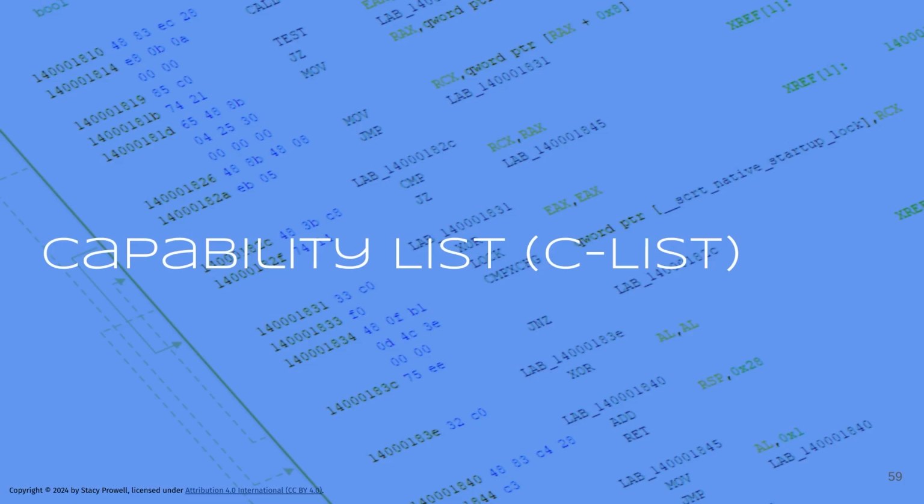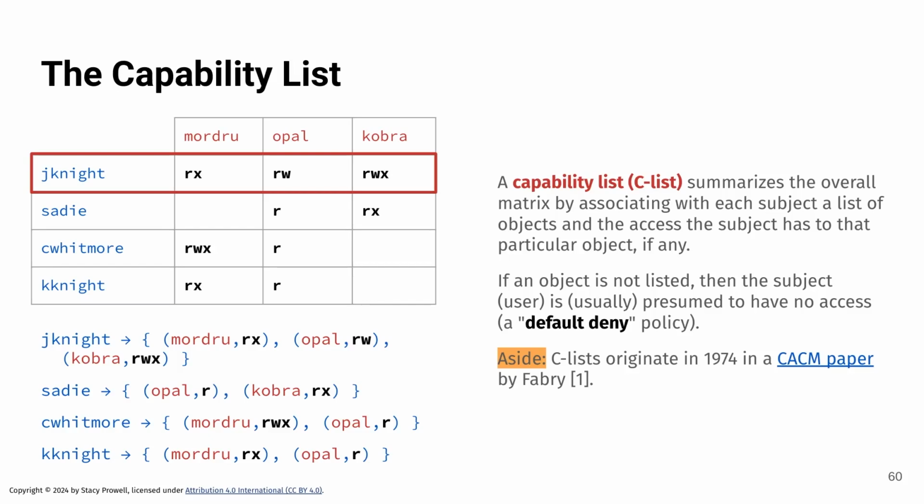Capability lists, or C lists. So we've been organizing things by access control lists. A file has some properties. Those properties include information about who is allowed to access it and how they're allowed to access it. What if instead we did it the other way? What if instead we said, here is what J Knight is allowed to access or allowed to do? That would be what we call a capability list or a C list.